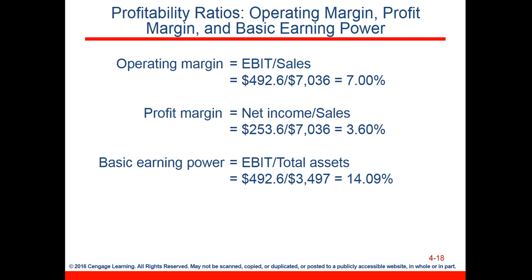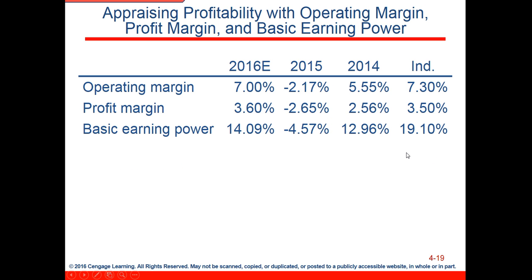And finally, we look at the profitability ratios. We look at the operating margin, profit margin, and basic earning power, which is the earnings before interest and taxes divided by total assets. If you look at operating margin, we are going to see that the company had a very bad year in 2015, getting better in 2016, but still below the industry average. From the profit margin perspective, it got really worse in 2015, and in 2016 it's getting on track and slightly above the industry average.